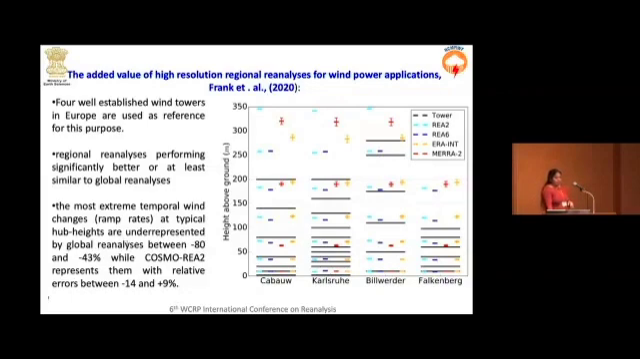The regional reanalysis performed significantly better, or at least similar to the global reanalysis, over these four sites. The most extreme temporal wind changes at typical hub heights are underrepresented by global reanalysis, between -80 and -43%, while the COSMO regional reanalysis represents them with less relative error, between -14 and +9%. So in this study, they propose that over Europe the regional reanalysis, COSMO, performs better than the global reanalysis.